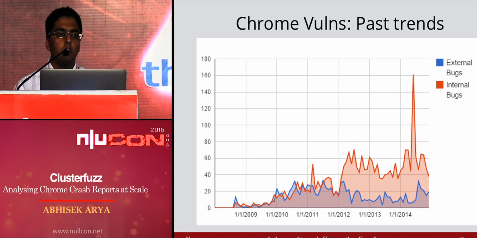To save us from all this manual triage, we created this fully automated fuzzing infrastructure living in the cloud that we coined as Clusterfuzz. And this mammoth infrastructure produces more than 100 million test cases a day and has found more than 1,600 security vulnerabilities.